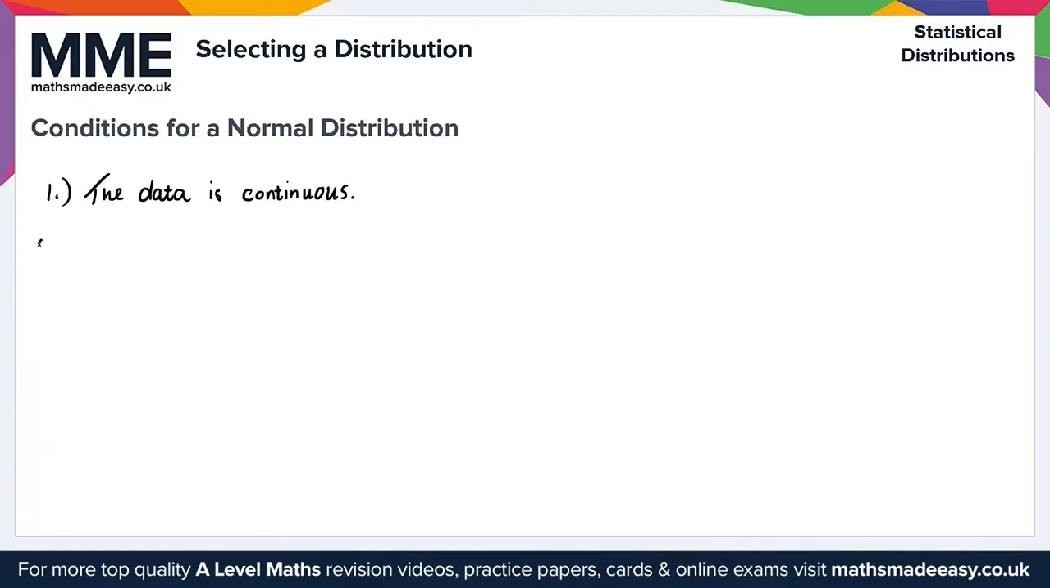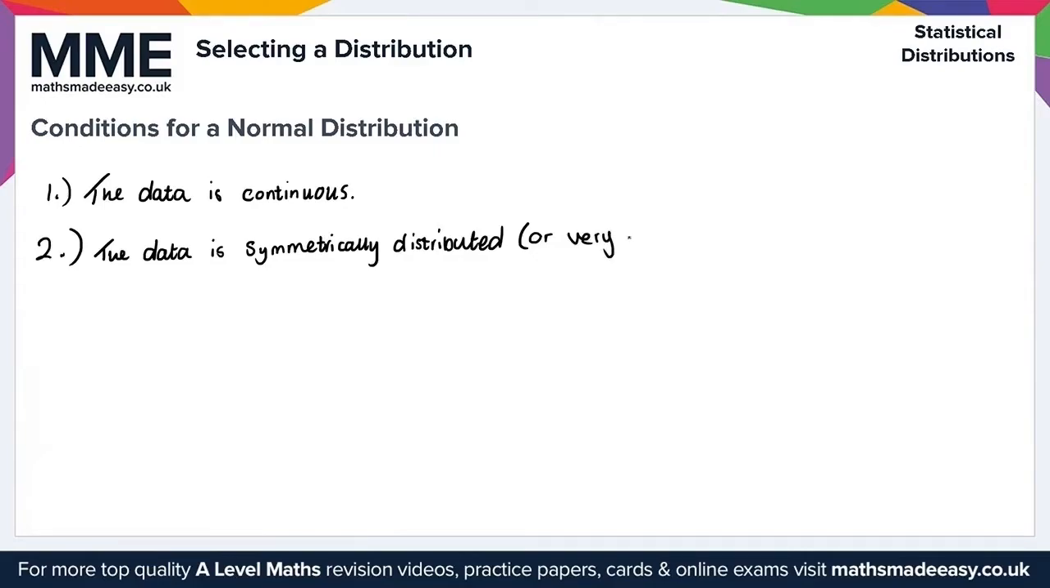Our second condition here is that the data is symmetrically distributed, or we'd say very close to being symmetrically distributed. Okay, and we also note that there's a peak at the mean. So here, the data is symmetrically distributed, or we'd say very close to. And remember, there will be a peak at the mean here.